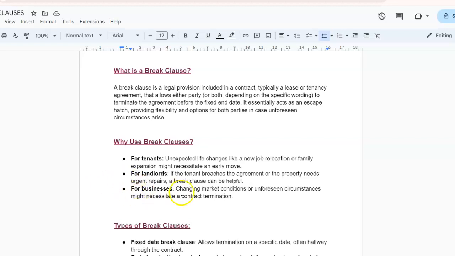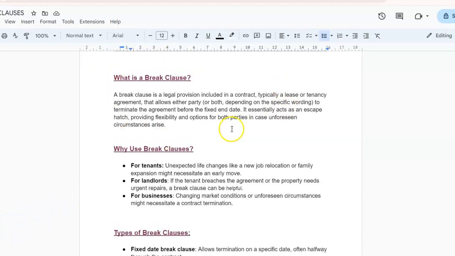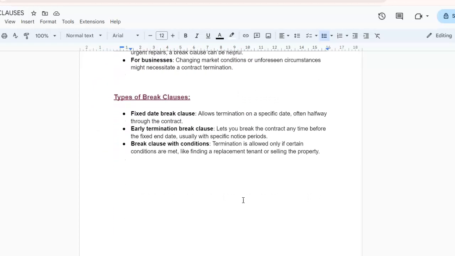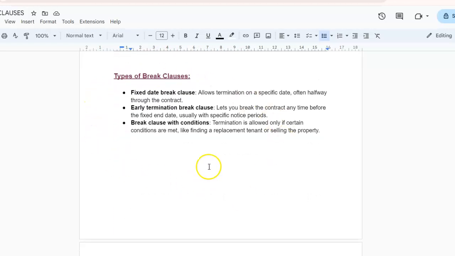And in terms of businesses, as a business grows, its spatial needs might evolve. A break clause allows for a graceful exit from a smaller space and the freedom to relocate to a larger and more suitable location that accommodates the business expansion. So now that we know what a break clause is and the various uses for it, let us get into the different types of break clauses.